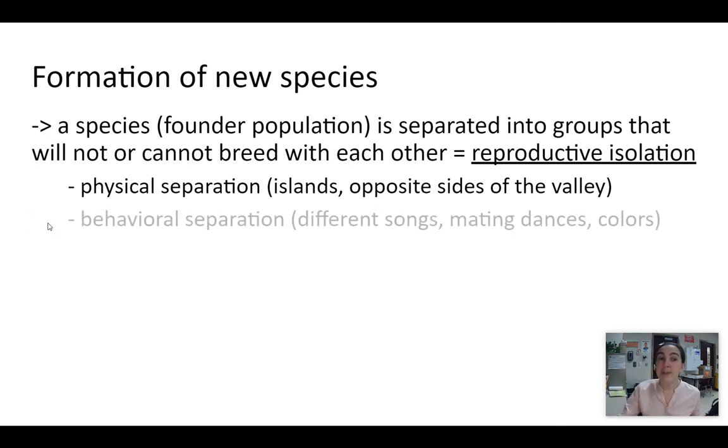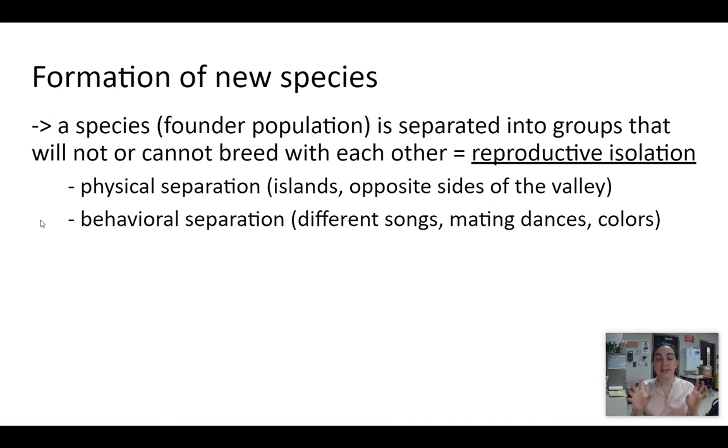But sometimes, and we'll look at an example of this in a second, the reproductive isolation happens because of a behavior. The animals technically could get to each other and interbreed, but for some reason, they don't. It could be because they sing different songs or they have different colors or something like that, that they just kind of choose not to interbreed. The effect is the same.